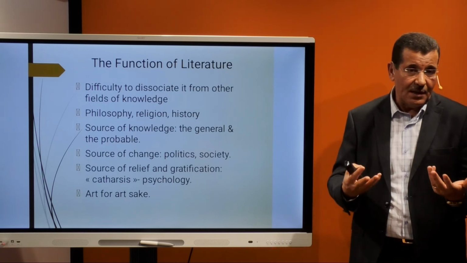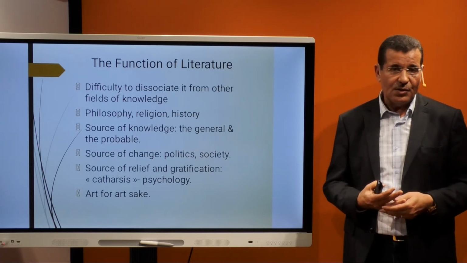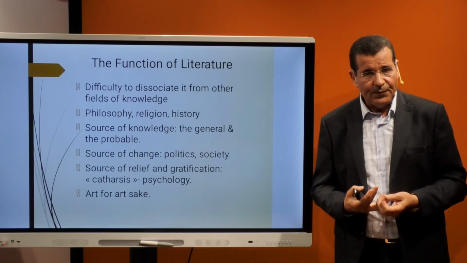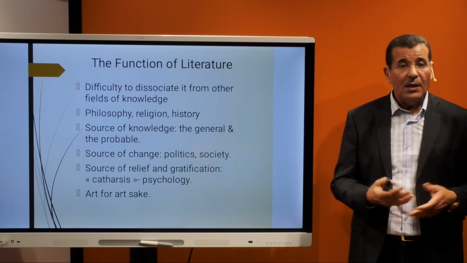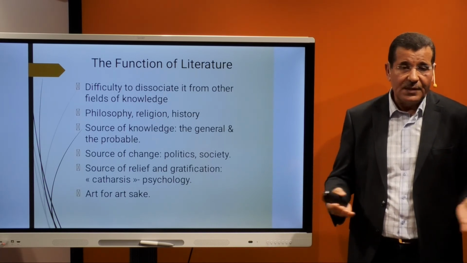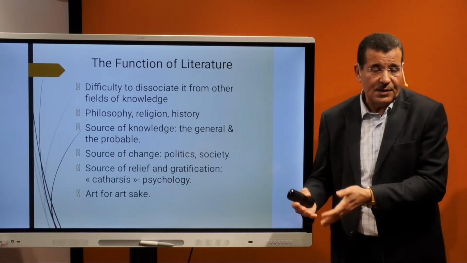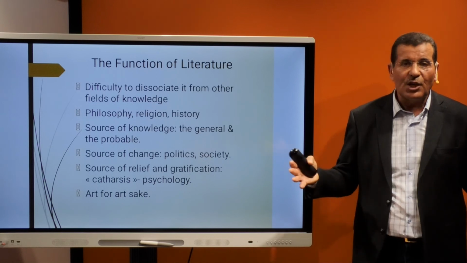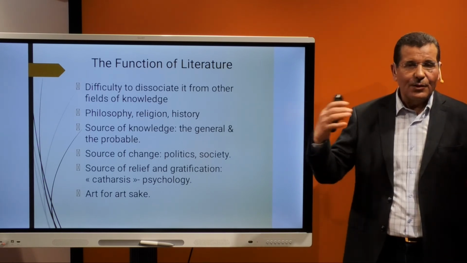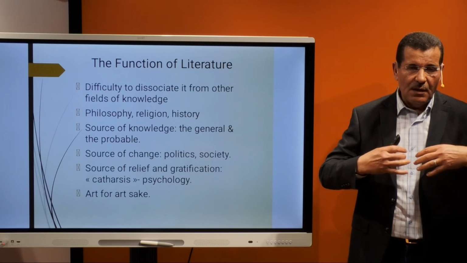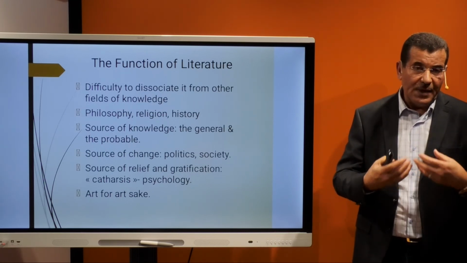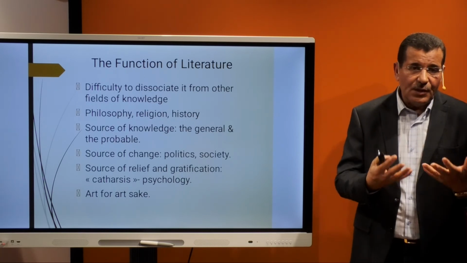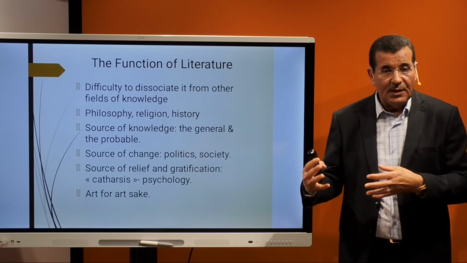It can incite social and political change. And it is also a source of relief and gratification. We have catharsis and the psychological. It can be just art for art's sake, just a writer writing for the sake of art. So the function of art is very large and wide. And it can incorporate all of these, because art is produced by the human mind in a certain time with a certain aim, and that's why it can be approached from different angles.